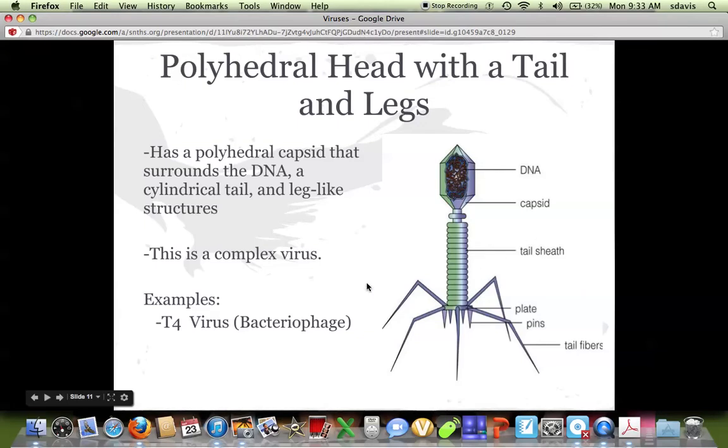And an example is a T4 virus, which is a type of bacteriophage. And a bacteriophage is a virus that attacks bacteria. Phage, coming from the word, means virus, where bacterio refers to bacteria. So a virus that attacks bacteria.